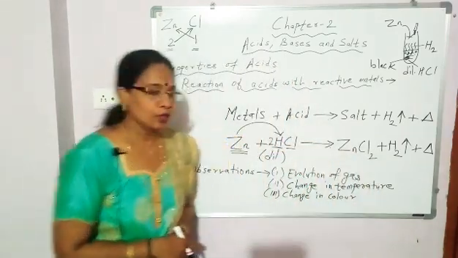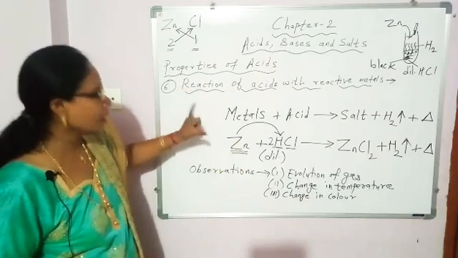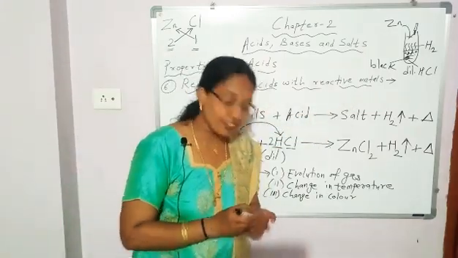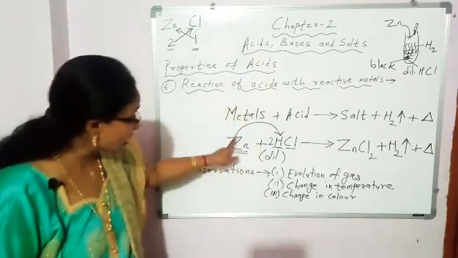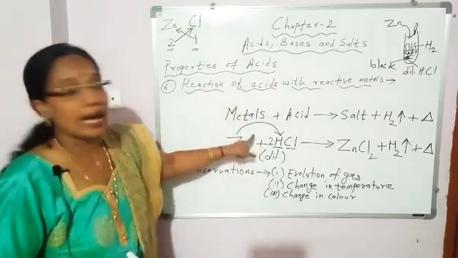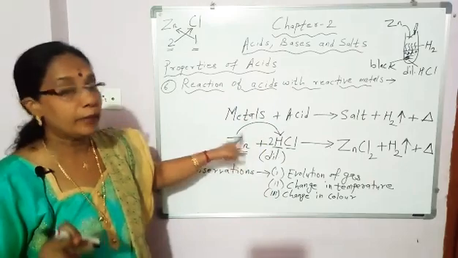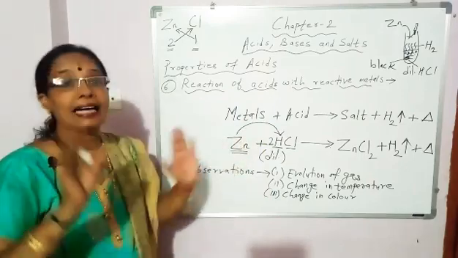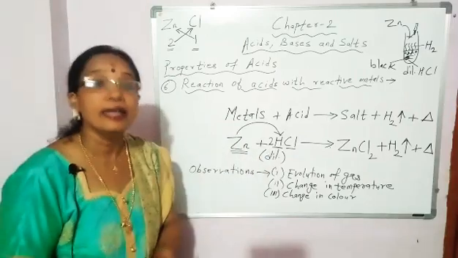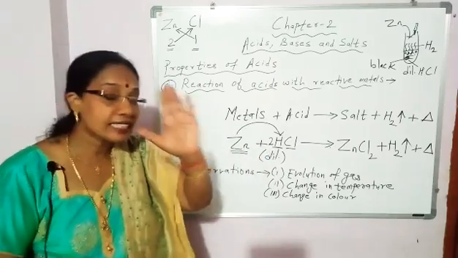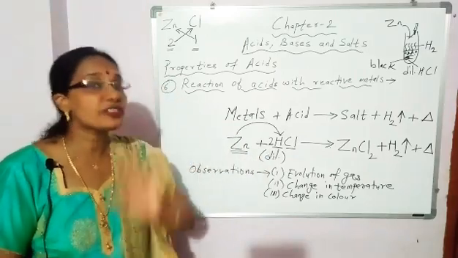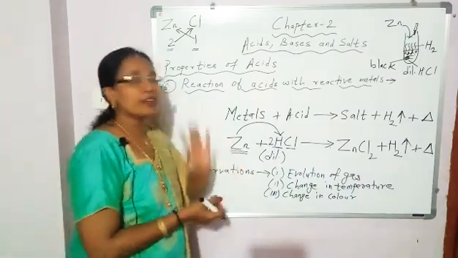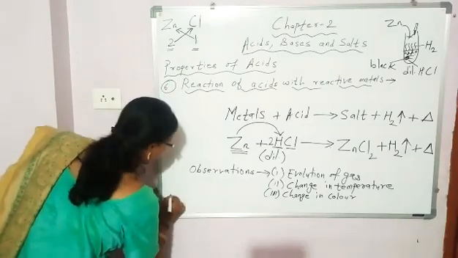Okay? Next, one more thing, whenever you write a reaction, you should try to identify the type of reaction, because you have studied this in chapter 1, so you can easily identify the type of chemical reaction. Mainly 5 types of chemical reaction you have studied. So, what type of reaction is this?